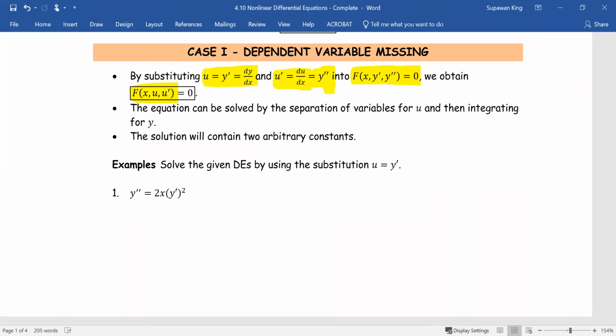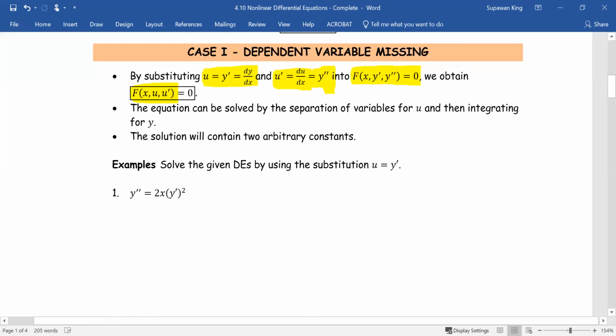Then you will see the equation becomes separable in variables. We solve this differential equation for u, and then integrate one more round to get the solution y. From the process, you will see there are two constants of integration that appear after you are done.